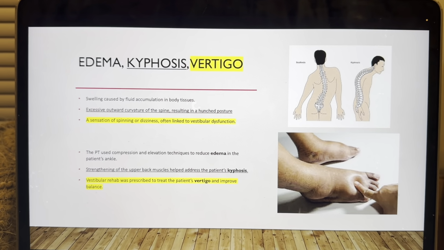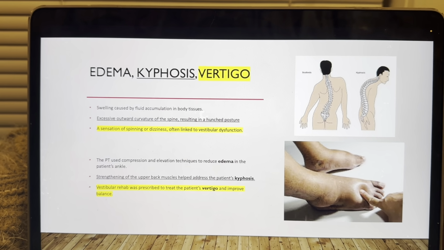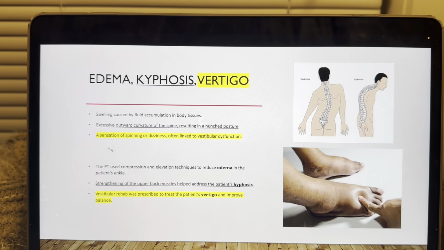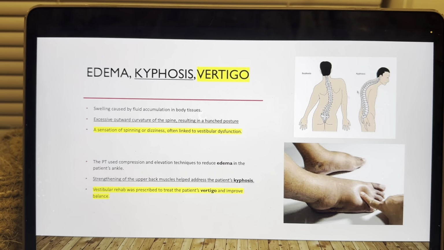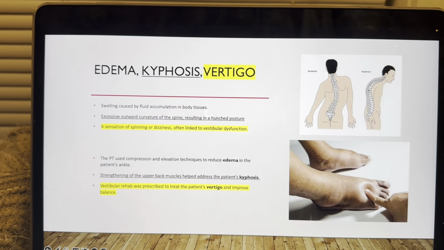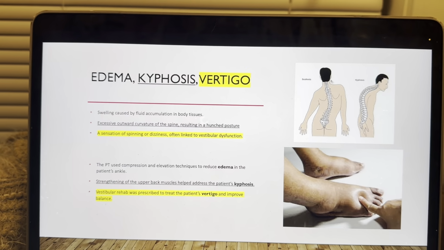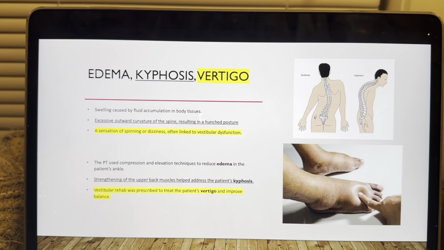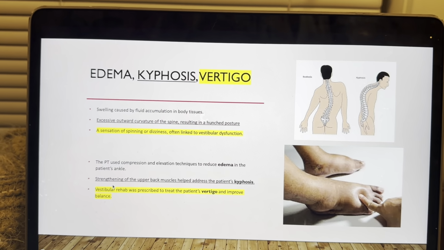Next is kyphosis, otherwise known as hunchback. The definition is excessive outward curvature of the spine resulting in a hunched posture. Here's an image of someone with kyphosis. This image is also here, but this is scoliosis, which is different. An example of kyphosis is strengthening of the upper back muscles helped address the patient's kyphosis.